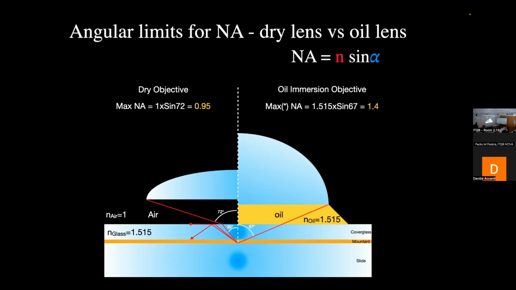Why is it not 72 degrees, the angle here? If we can observe 72 degrees here, why is it not 72 and 67?